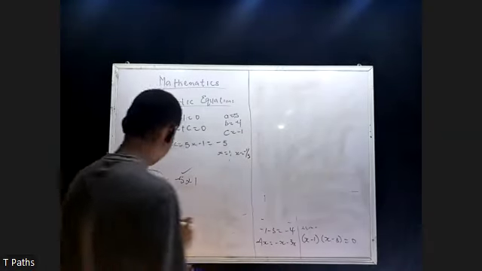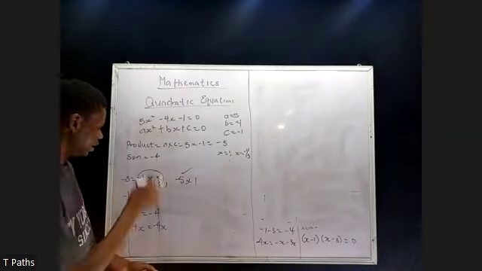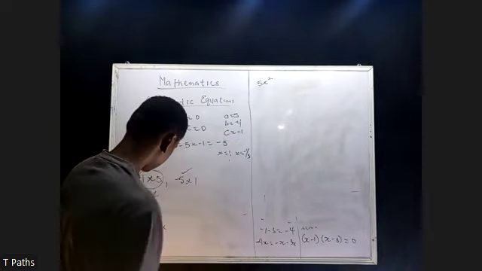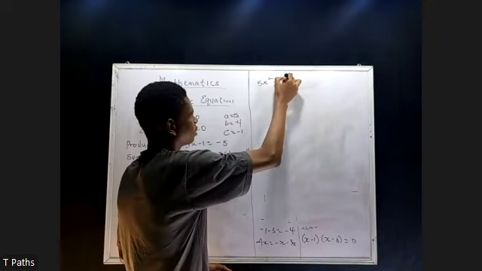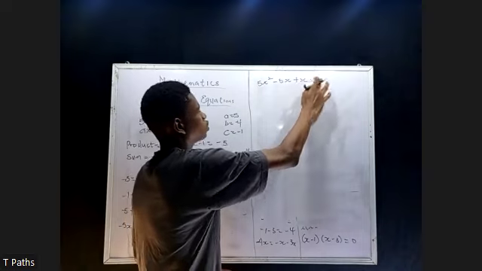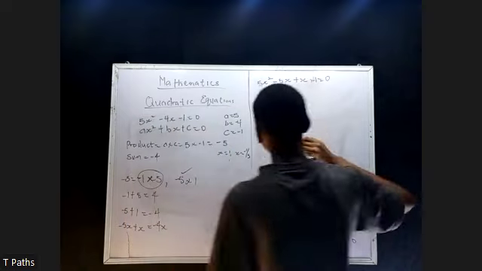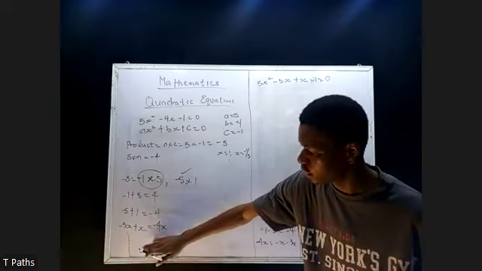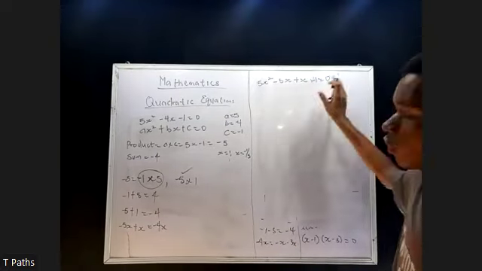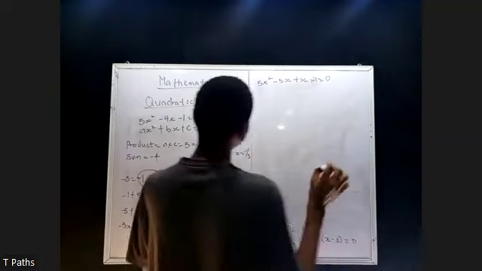Instead of writing minus 4x in here, I'll just write minus 5x plus x. So I have 5x squared, then minus 5x plus x, minus 1 is equal to 0. So what I did is I replaced this minus 4x with minus 5x plus x. So from here, I can move ahead.